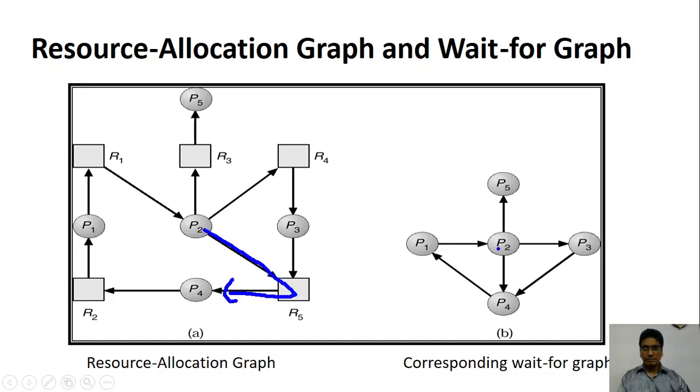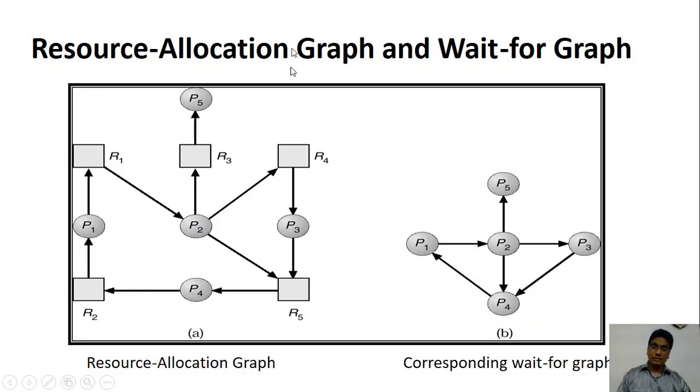How do you draw that? P2 is waiting for a resource which is already given to P4. The next one you have here is P4 is waiting for a resource which is being used by P1. How do you draw that? P4 is waiting for a resource which is already given to P1. Again, P1 is waiting for a resource which is already given to P2. How do you draw that? You're going to draw like this.